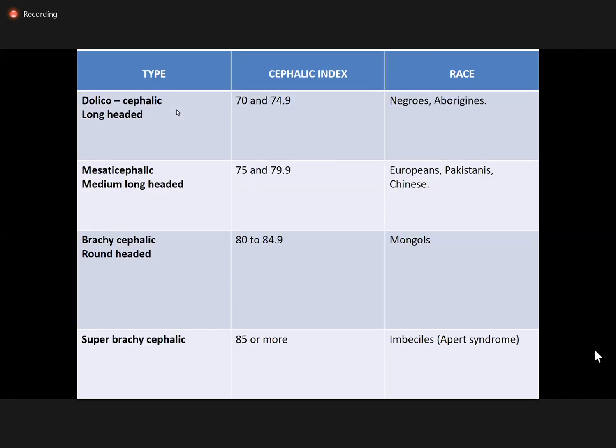This is the table of what we have just discussed. If you can memorize it, it would be very easy. The same thing we discussed has been tabulated here. I'll hold it for a second so you can take a snapshot, and at the time of your exam it will be easy for you to recall these.